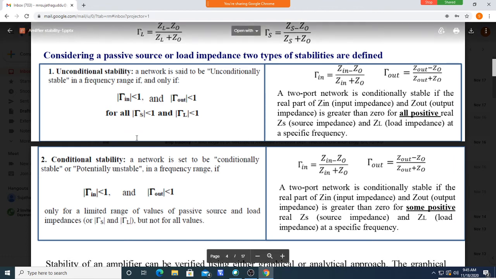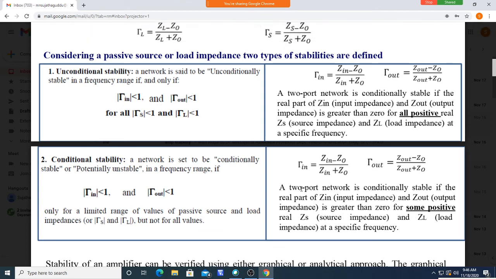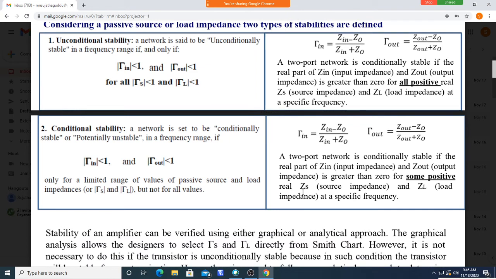For a given transistor, first they may ask to distinguish between conditional stability and unconditional stability. Next they may ask to check whether the system is stable or unstable, conditionally stable or unconditionally stable. So the question may take 8 marks. First is distinguish between conditional and unconditional, a 4 marks question. Next part is check whether the system is unconditionally or conditionally stable.